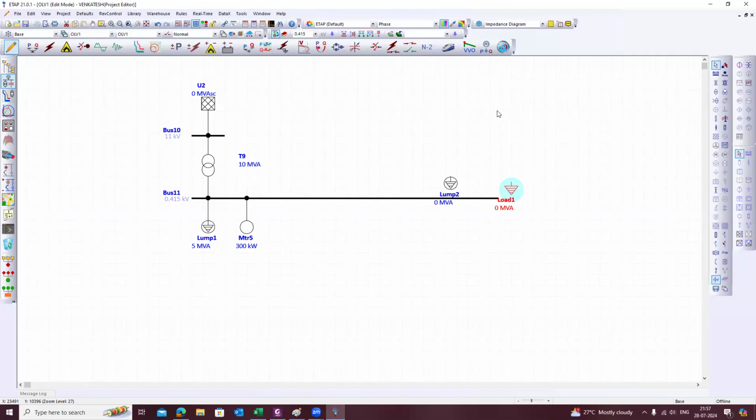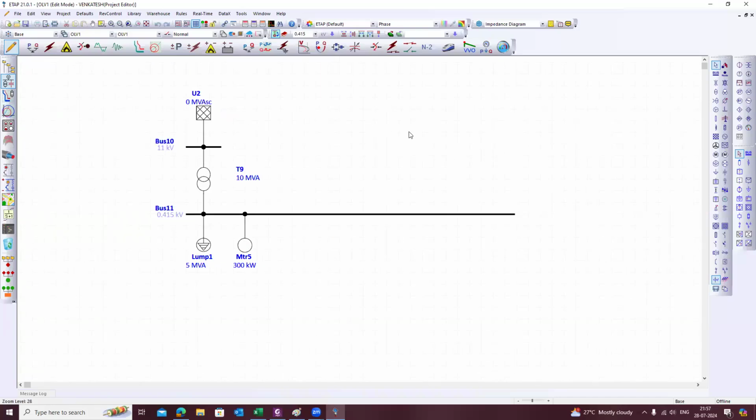There are terminologies, that is ZIP loads: constant impedance, constant current, and constant power loads. Static load equals constant impedance load. So that I will explain in detail when we are doing the load modeling. Okay, sir, understood. Clear? Yes, sir. So this is about the load, the bus modeling.